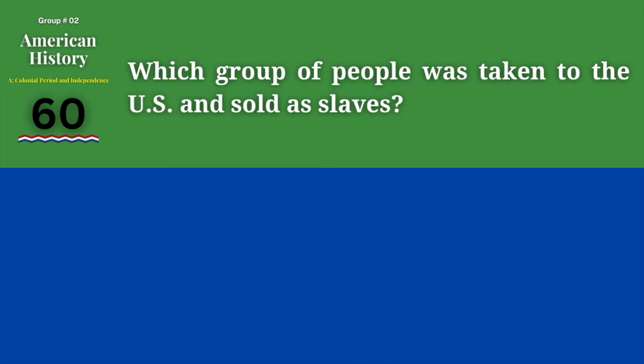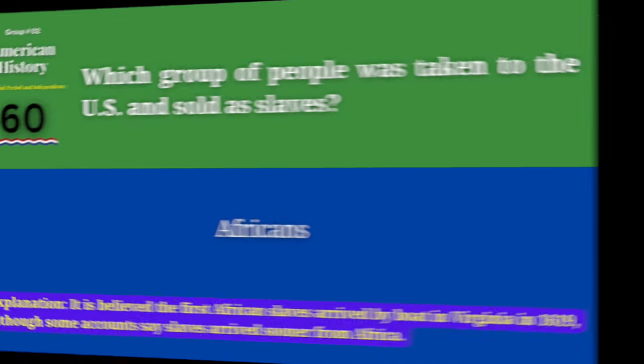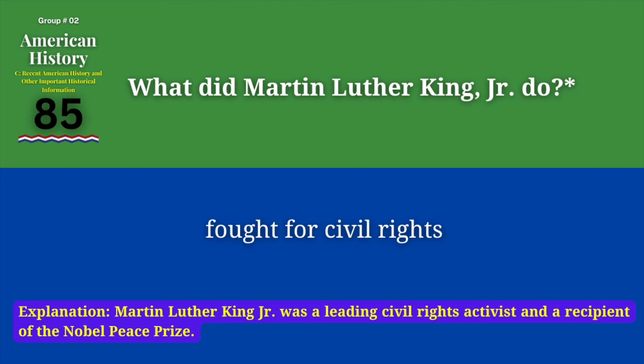Which group of people was taken to the U.S. and sold as slaves? Africans. What did Martin Luther King Jr. do? Fought for civil rights. Name one problem that led to the Civil War. Slavery.